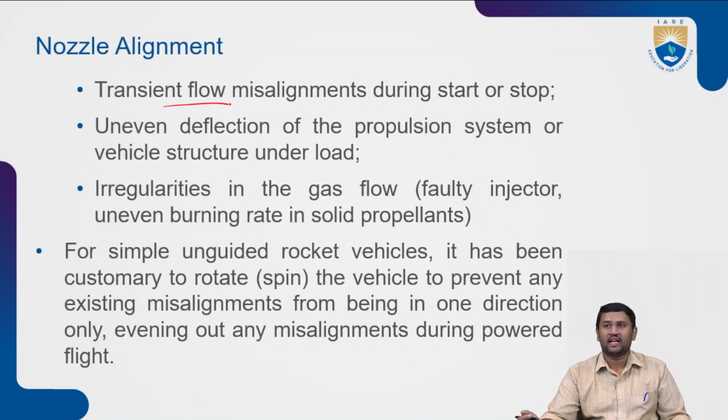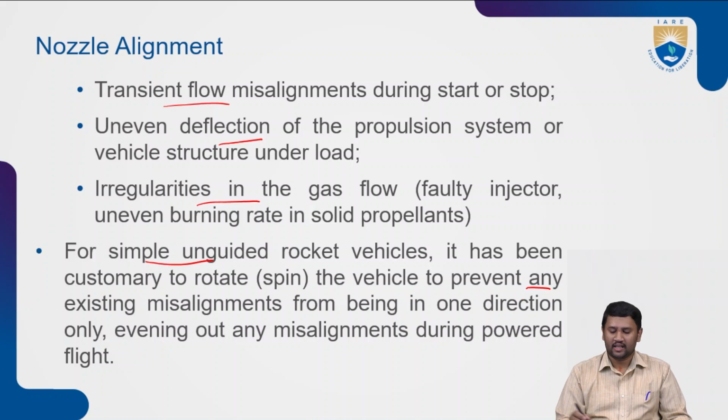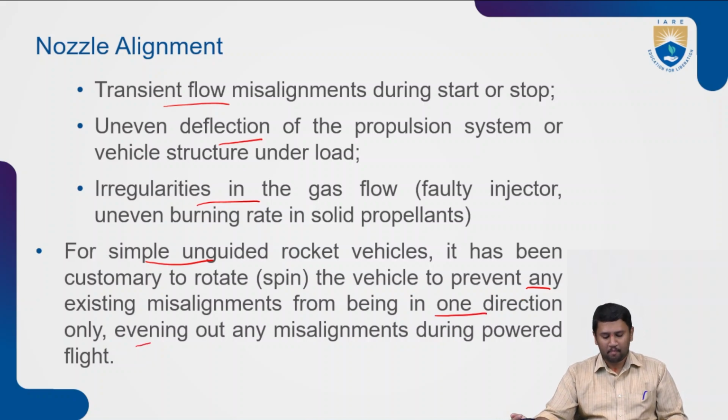Transient flow misalignment that occurs during the start as well as the stop. Uneven deflection of the propulsion system or vehicular structure under load. Irregularities under gas flow, particularly due to a faulty injector or uneven burning rate of a solid propellant or a liquid propellant. For simple unguided rocket vehicles, it has been customary to rotate, particularly spin, the vehicle to prevent any existing misalignments from being in one direction only, or evening out any misalignment during the powered flight.